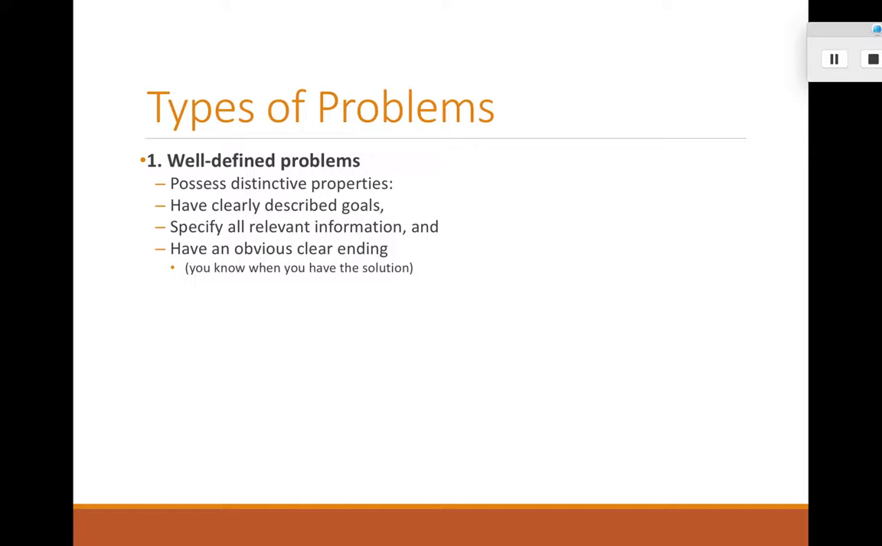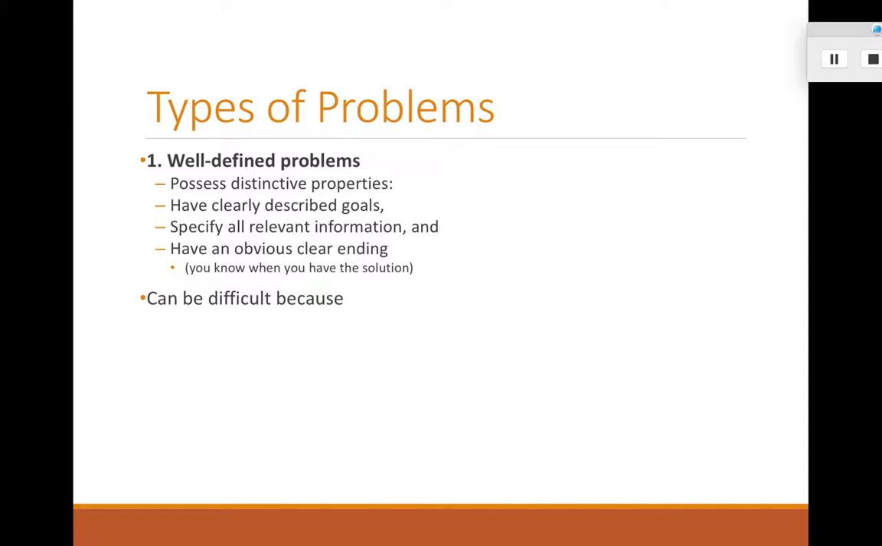And last, do I have a clear ending? So once I solve this problem, do I now know that the problem has been solved and I'm not going to encounter it again, at least for a specific period of time? In other words, you know that you have the right solution and that solution has solved that problem.